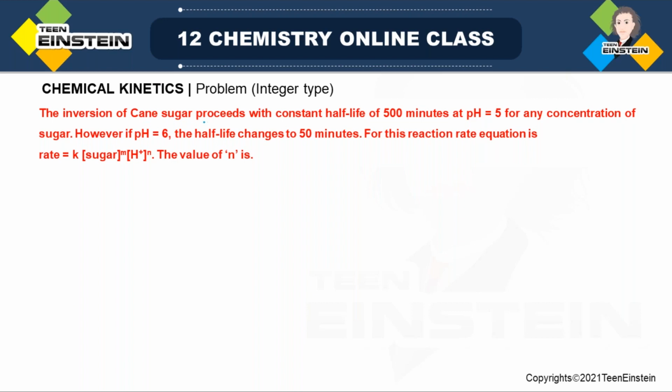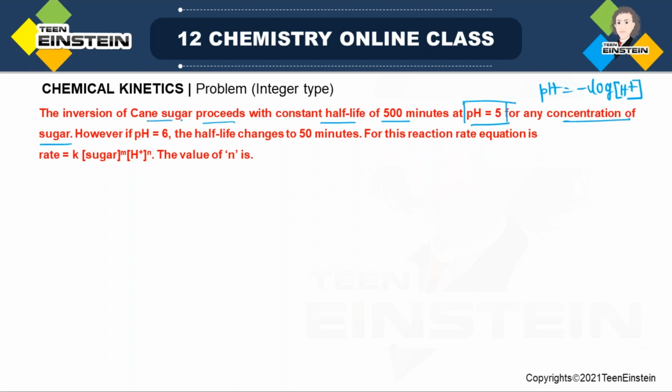Inversion of cane sugar proceeds with a constant half-life of 500 minutes. But remember, the condition is given at pH 5. So half-life is dependent on pH. pH means negative logarithm of H plus concentration, so ultimately it means half-life is dependent on H plus. So it proceeds with a constant half-life of 500 minutes at pH 5 for any concentration of sugar.